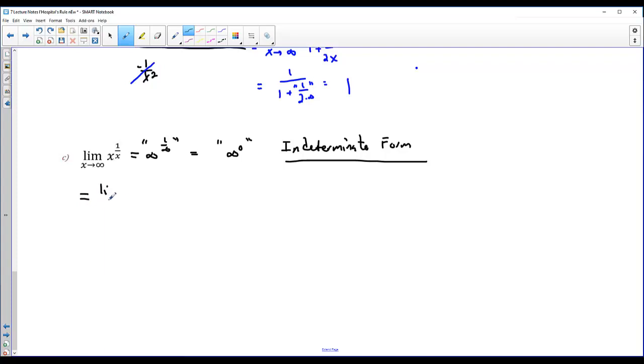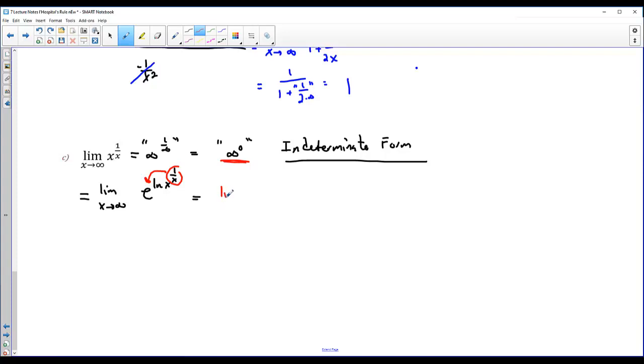So this is the same as the limit as x goes to infinity of e to the ln of x to the 1 over x. And that's because e to the ln of anything is the anything. But what's nice is it takes this exponent right here and you can move it down in front. And then think about it, what's happening is it's going to change this type of indeterminate form.